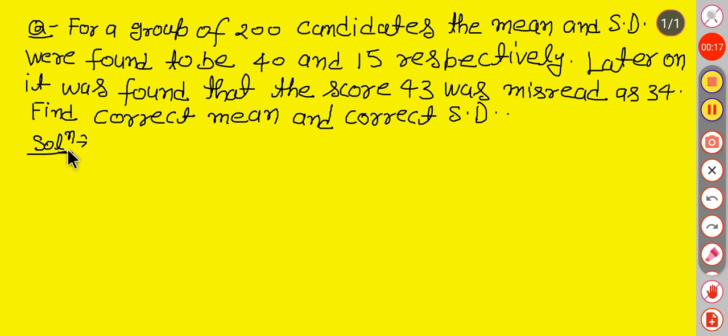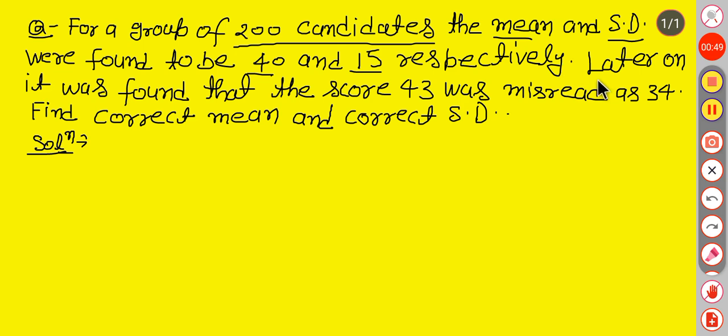Again in this video I am going to solve a question which is based on standard deviation and mean. So let us understand the question. It is given that for a group of 200 candidates, the mean and standard deviation were found to be 40 and 15.